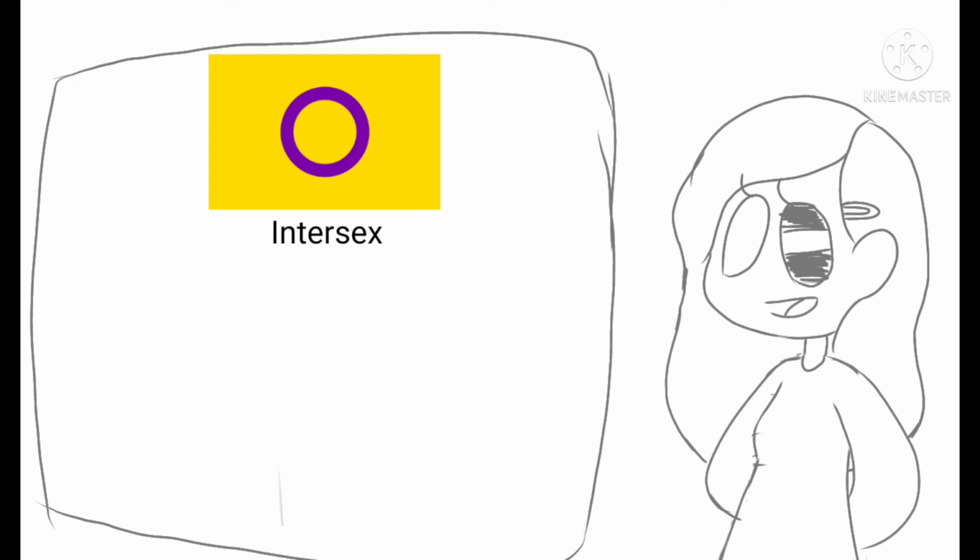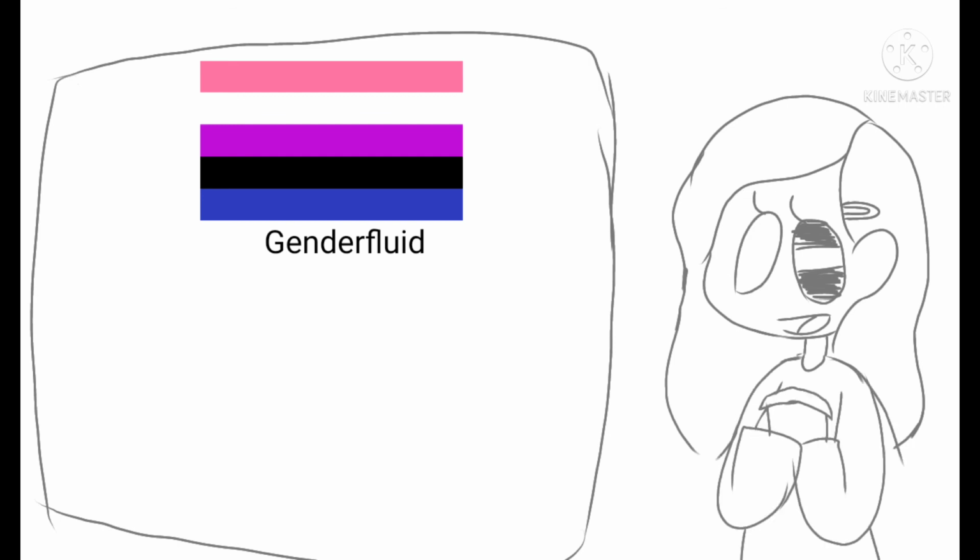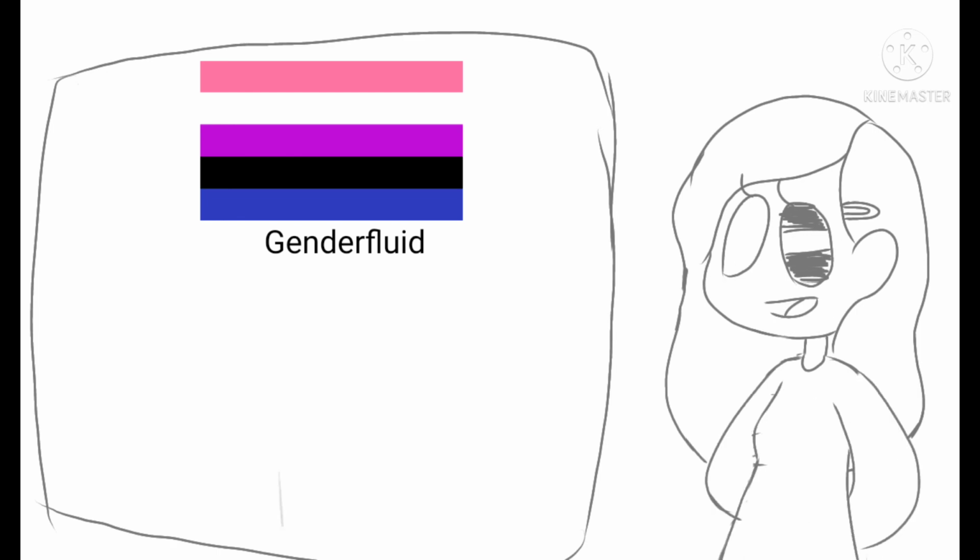Now let's go on ahead and look at the final sexuality. The final one is gender fluid. People who are gender fluid don't identify as one gender, but rather their gender identity shifts between male, female, or somewhere else on the spectrum. How often someone's identity shifts depends on the individual. So just simply, they identify as, well, all genders.